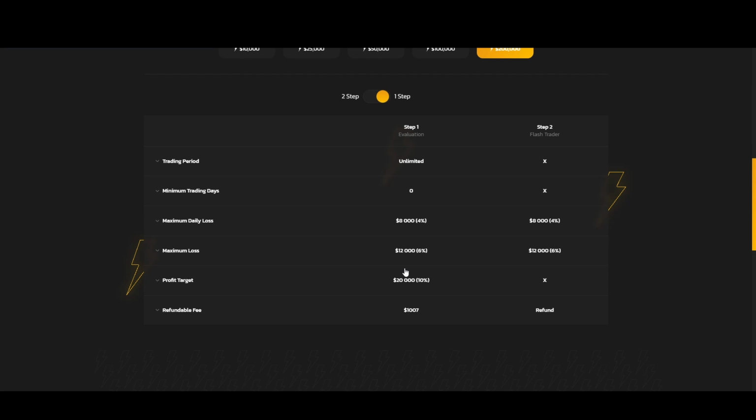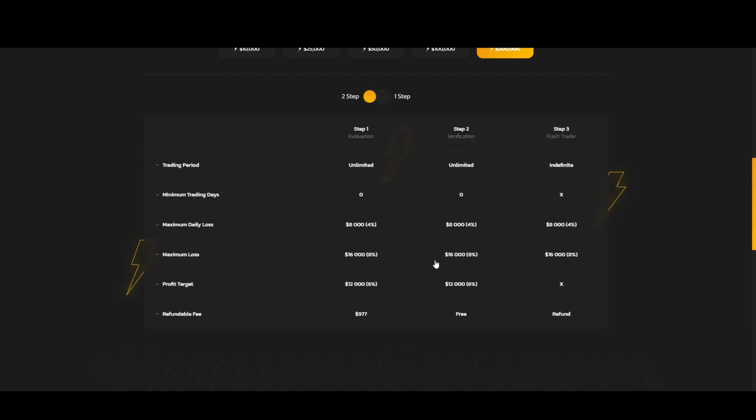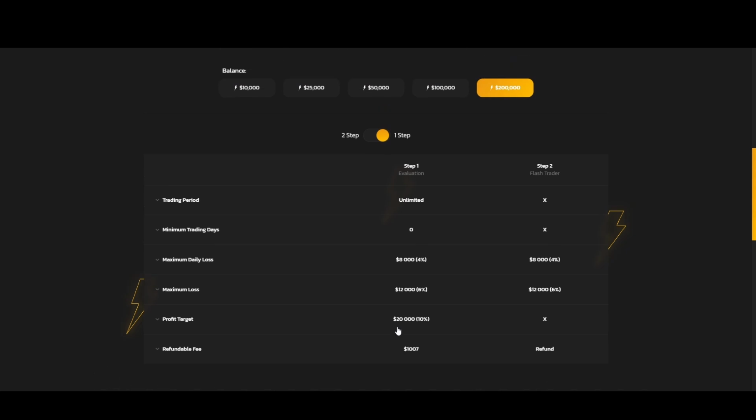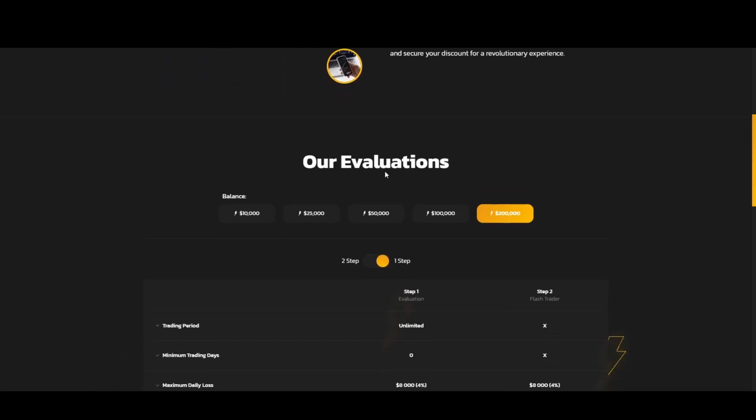So basically the pull of a 1-step challenge is that it's 10% to pass and then you're funded. Whereas this, I think it's 6% on phase 1 and then 6% again, as you can see here, on phase 2. So that would be 12% to pass overall, compared to the 1-step, which is of course less, being 10%. So that is pretty much MyFlashFunding, and you can see the dashboard is really clean.